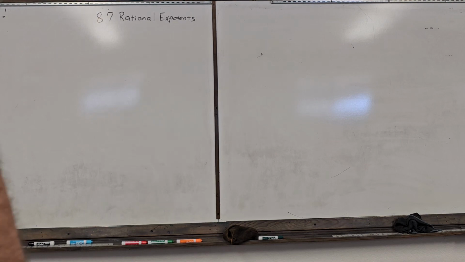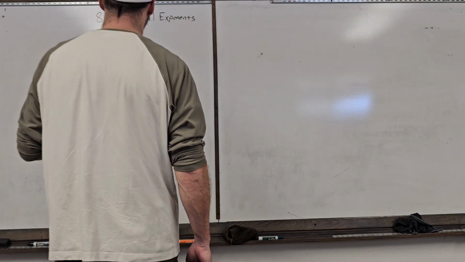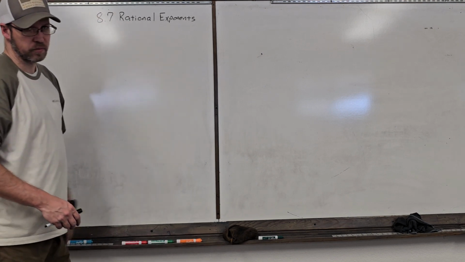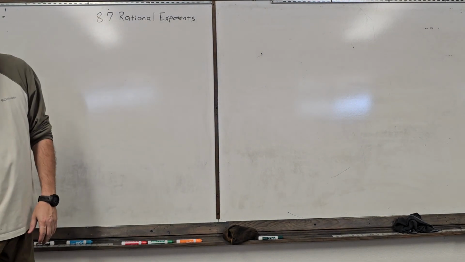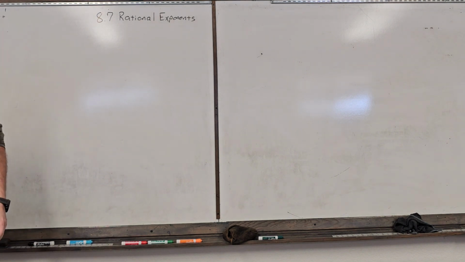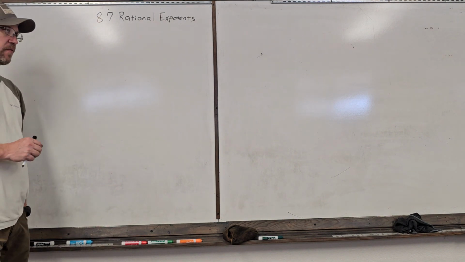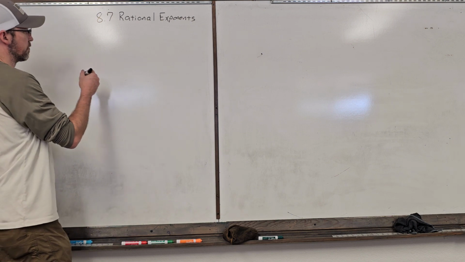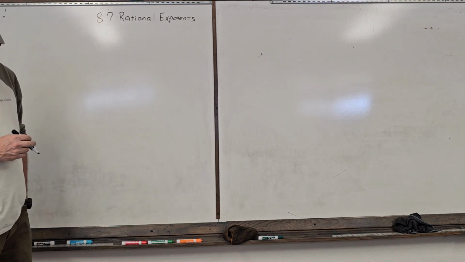All right, 8.7, rational exponents. Rational just means fraction. So we're dealing with exponents that are fractions. We have two different notations: radical notation and exponential notation. We've talked about it before. Notation is just the way you write something.